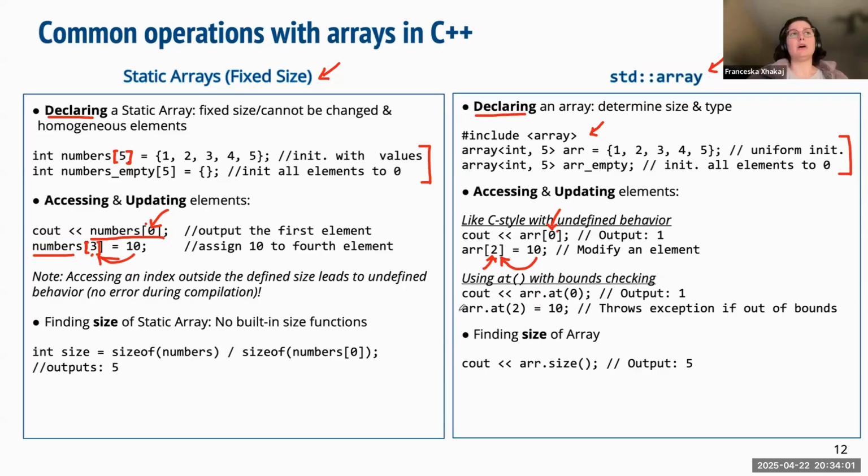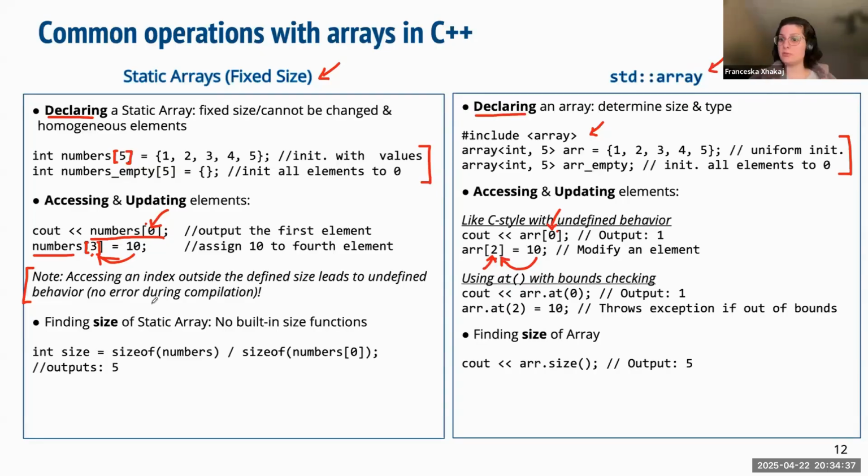Something to be very careful about is with C-style arrays, if we're trying to access an index outside of the size, namely, if my size is 5 and I'm trying to access index 99, this will lead to undefined behavior. There's not going to be an error during compilation, right? But you are trying to access a slot that is not part of your array, so the behavior could be undefined. You could get a value, you could get something that was stored there from a previous operation.